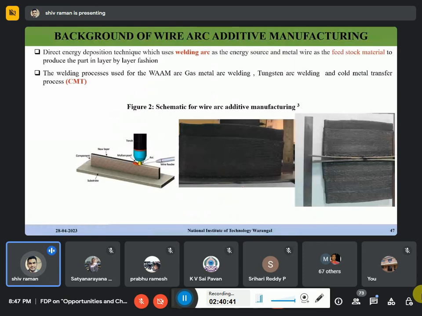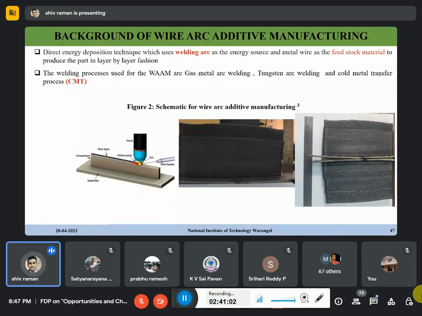Then another work, this is a work done by my PhD scholar, where we implemented machine learning for prediction of mechanical properties of the wire arc additive manufacturing process. I will give you a brief introduction of this process and we will move forward.